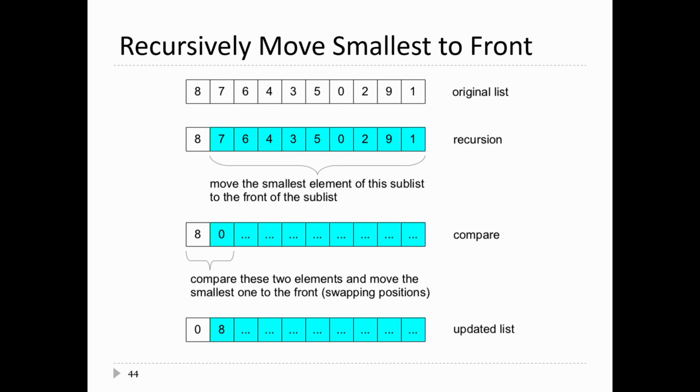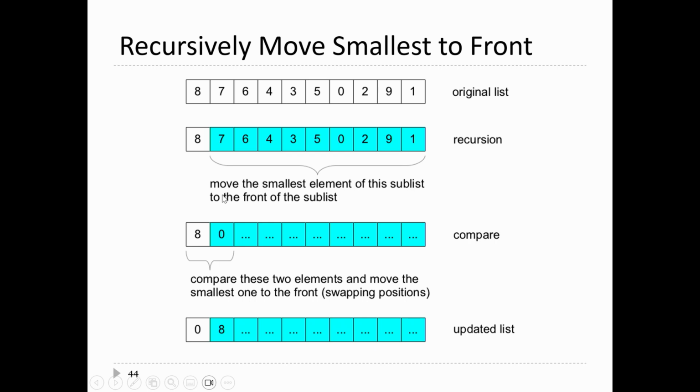So what do I know now? I know the smallest element in the blue list is at the front of the blue list. You can imagine that the 8 is a list of size 1. So I know that the smallest element in the white list is at the front of the list. Therefore, the smallest element in the entire list must be one of these two values. So if the 0 is smaller than the 8, I'm just going to switch the 0 and the 8. And that moves the smallest element to the front of the list.